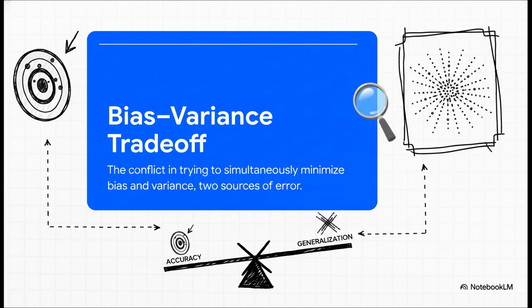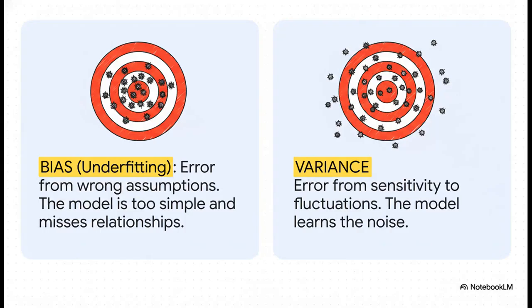See, you want a model that's accurate, obviously, but you also need it to generalize well to new data it's never seen before. The trade-off is that it's almost impossible to get a perfect score on both of those things at the same time. This illustrates the trade-off perfectly. Think of it like you're at a shooting range.